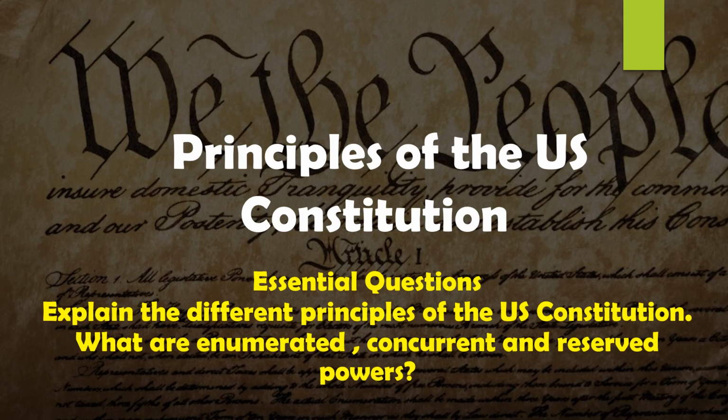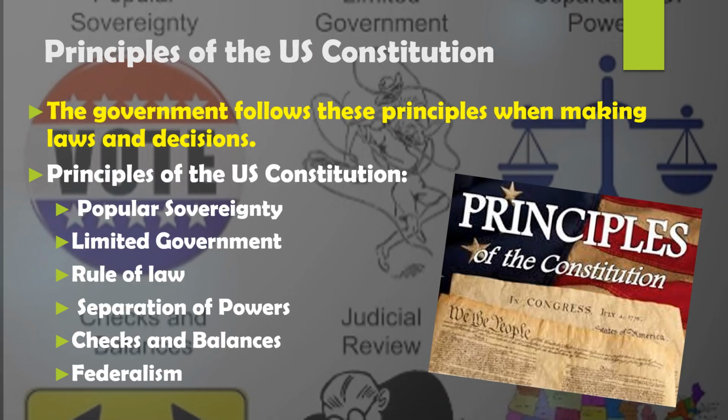All right, so let's start with the notes here and talk about specifically, guys, what are principles of the United States Constitution. Basically, the way I define it is that government follows these principles when making laws and decisions. The principles that we will be outlining today are popular sovereignty, limited government, rule of law, separation of powers, checks and balances, and federalism. A lot of these things we're already familiar with, and you will bring it all together today with the United States Constitution.